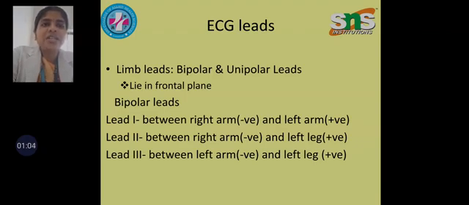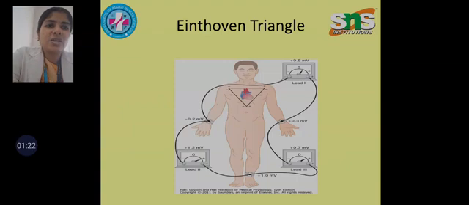Lead 1 is placed between the right arm negative terminal and left arm positive terminal. Lead 2 is between the right arm negative terminal and left leg positive terminal. And lead 3 is placed between the left arm negative terminal and left leg positive terminal. This is an Einthoven triangle.